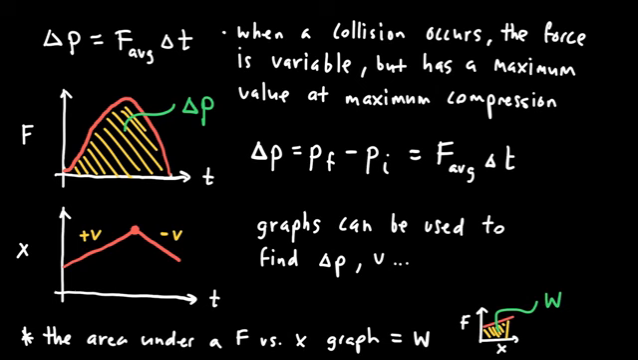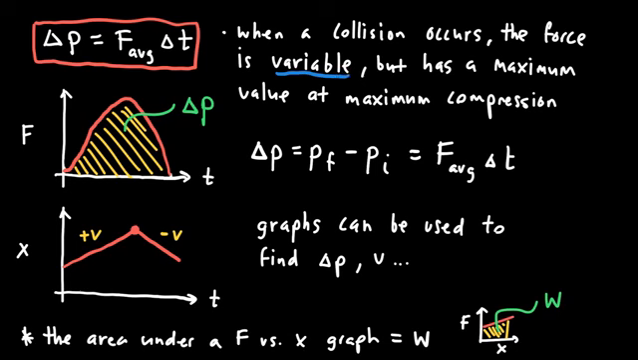Let's look a little bit further at this equation which relates the change in momentum to the average force in the time interval. So let's think about what practically happens when one object has a force being exerted on it. First, let's talk about this sentence that I have written at the top. When a collision occurs, the force is variable.